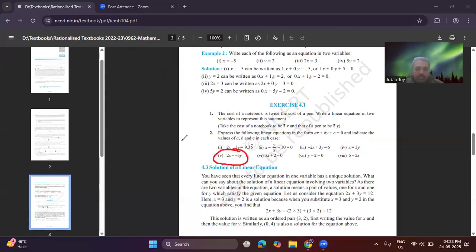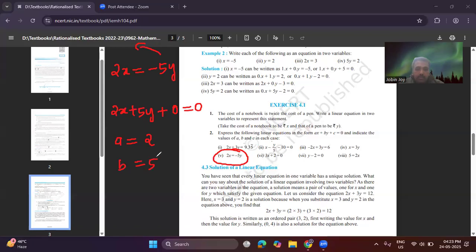Next is 2x equal to minus 5y. Shift this term to the left side. So 2x plus 5y, there is no c term, so 0 equal to 0. So the value of a is equal to 2, b equal to 5, and c equal to 0.